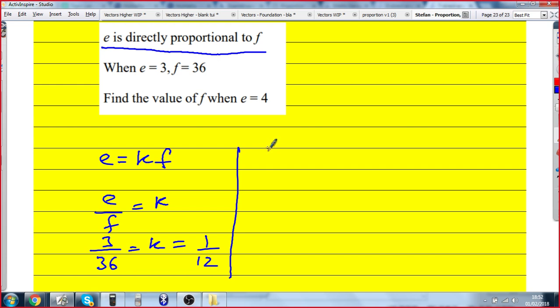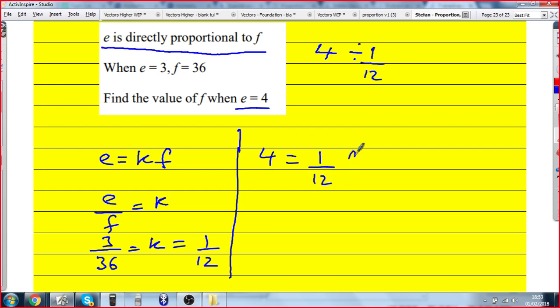Would it be 1/12 divided by 3, when E is 4? Divided by 4, or 4 divided by 1/12. It's a non-calculator one though. 4 divided by 1/12? So if you sub these in, E equals KF. E is 4. K is 1/12.